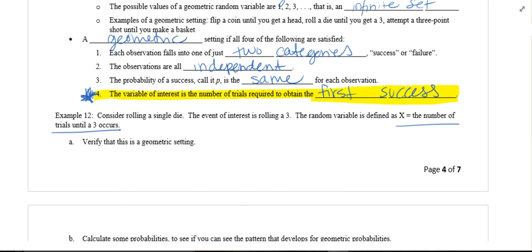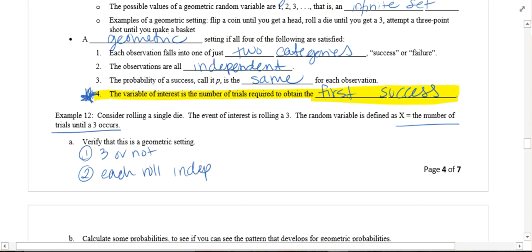Okay, so let's verify this is a geometric setting. We're just going to go through those 4 things. Does everything fall into just 2 categories? Yeah, it's either a 3 or it's not. So that's our success-failure situation. Every time you roll a dice, would that be independent? That's our second one. Yeah, each roll is independent. Okay, so far so good.